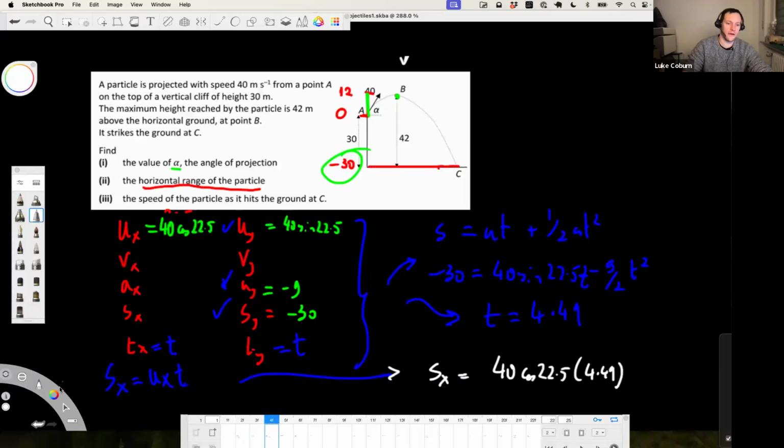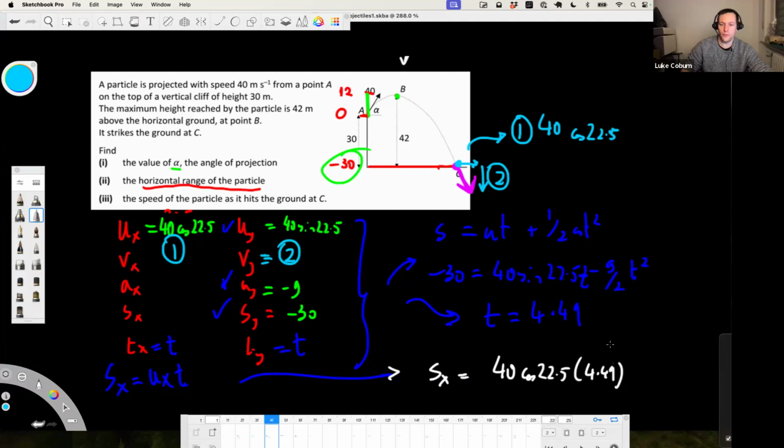And the final piece here, which is a new piece for this one, is that we're looking for the final velocity when it strikes C. We're looking for that velocity there. When we look for that velocity, it's going to be made up of a horizontal piece and a vertical piece. This horizontal piece here is 40 cos 22.5. And this vertical piece here is this one.